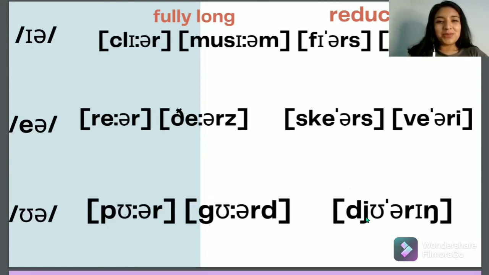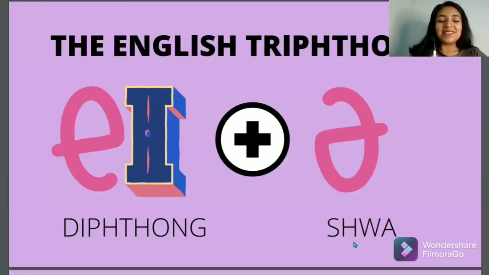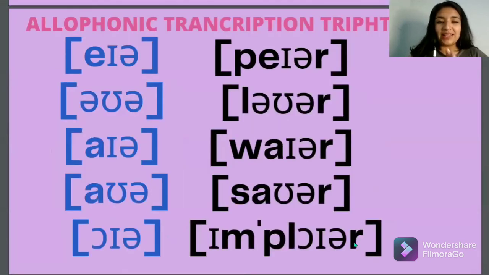Well, now we are going to change to the English triphthongs. A triphthong is when a third vocalic element called schwa is added to all the diphthongs except the centering ones, which are three, as we saw. So we have five diphthongs that can work with the schwa in order to become a triphthong, in the case of these following examples. I also do an allophonic transcription in order to show these words.